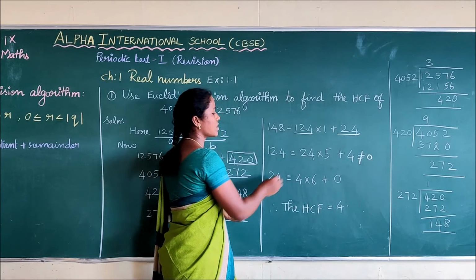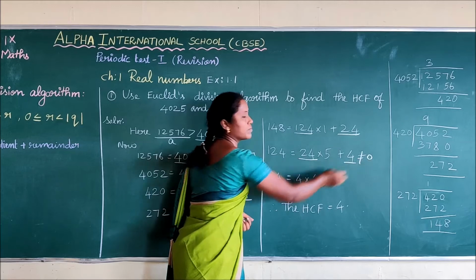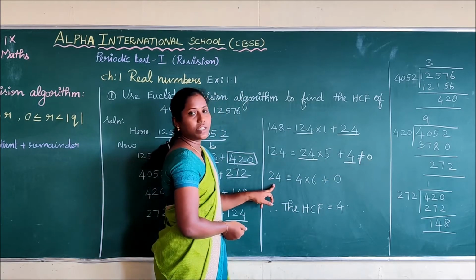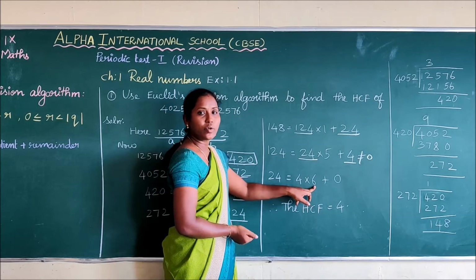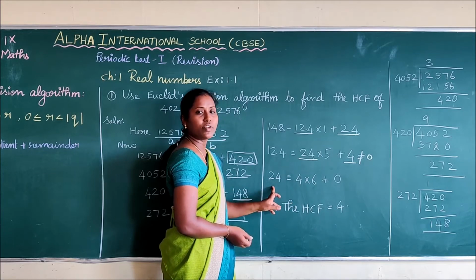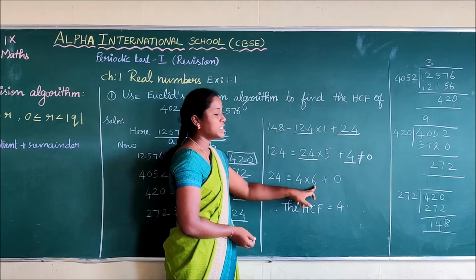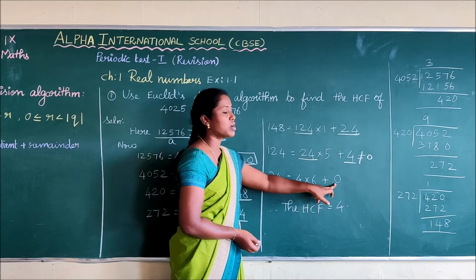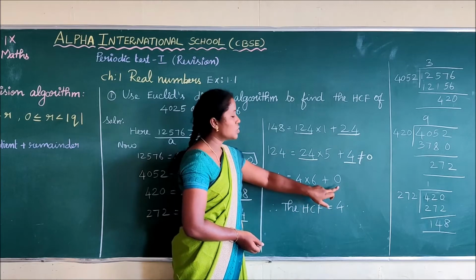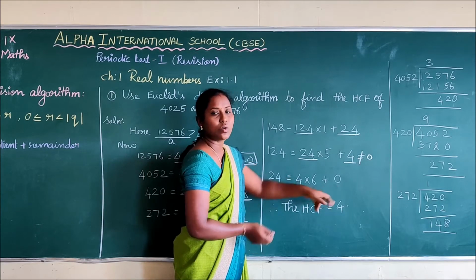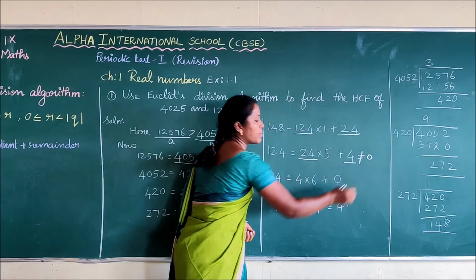So we have to divide 24 by 4. 4 sixes are 24, so 24 is exactly divisible by 4, 6 times. So the remainder comes 0 here. We got the remainder as 0. Stop the process here, since the remainder is 0.